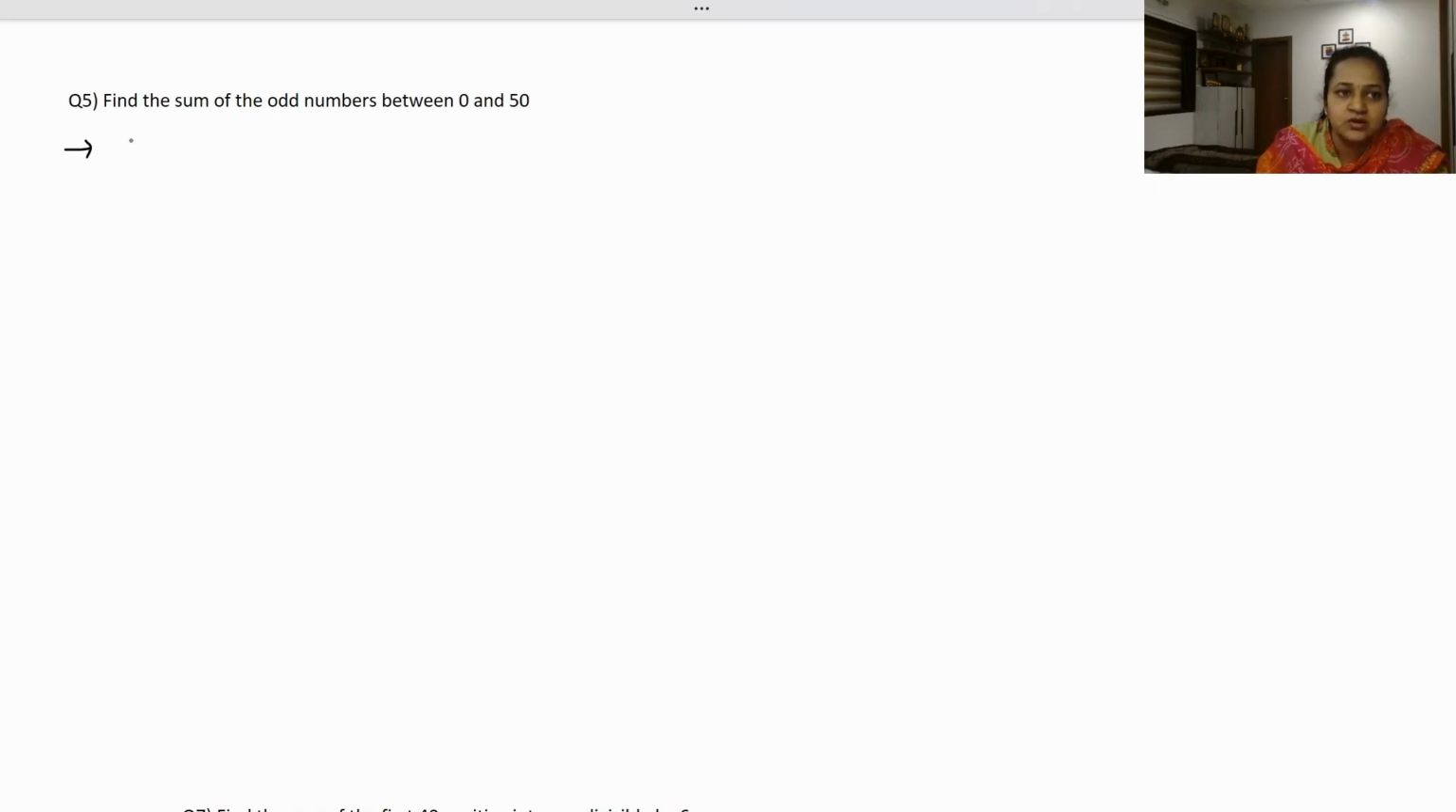are odd. So the required AP is: the first odd number between 0 and 50 is 1, 3, 5, and the last one was 49, right? After listing down the terms of the AP, we need to count the number of terms, because we know the formula for Sn.